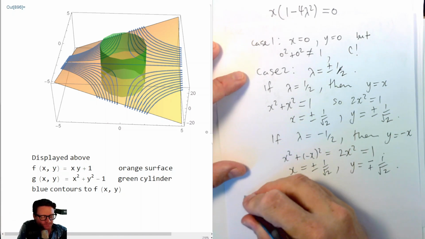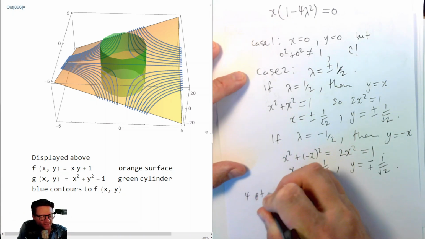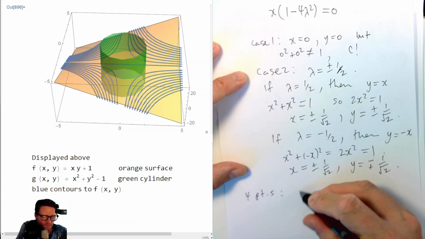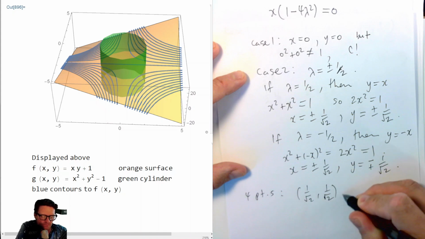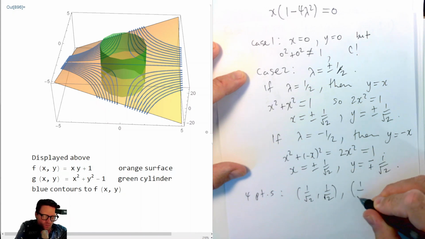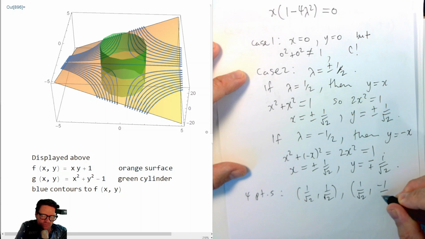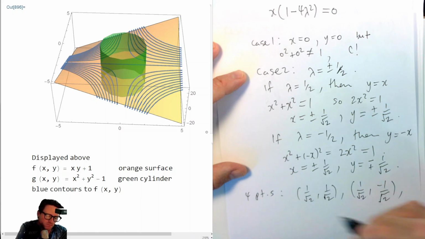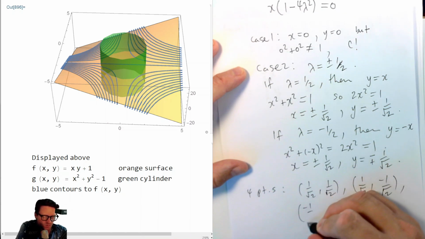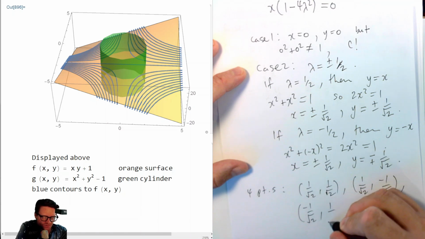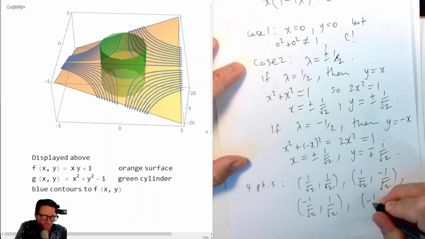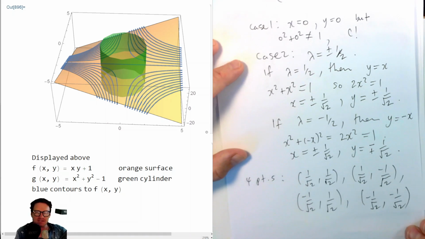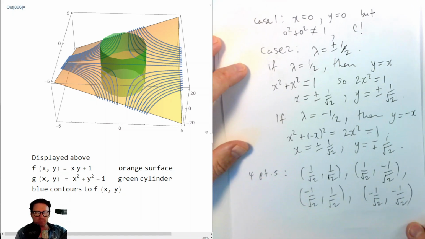All right, so the 4 points are 1 on root 2, 1 on root 2; 1 on root 2, minus 1 on root 2; minus 1 on root 2, 1 on root 2; and minus 1 on root 2, minus 1 on root 2. Okay, so these are our 4 candidate points for maxima and min.